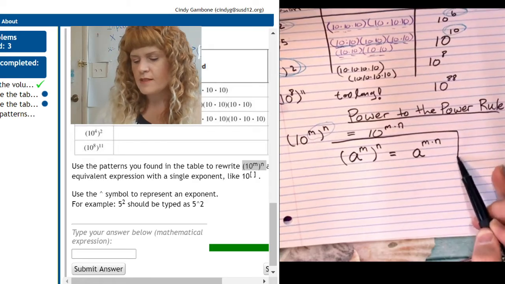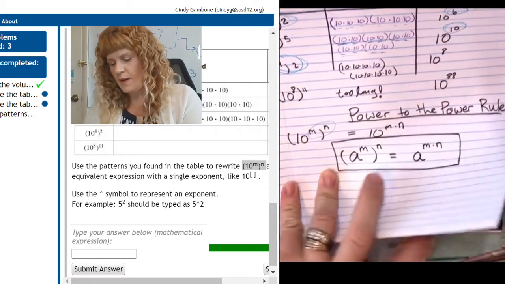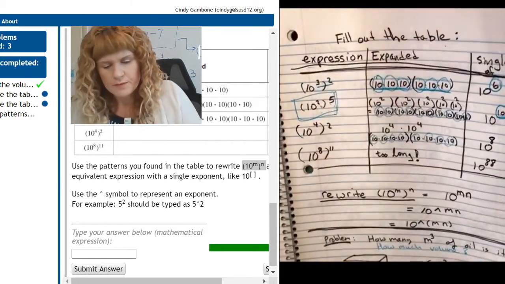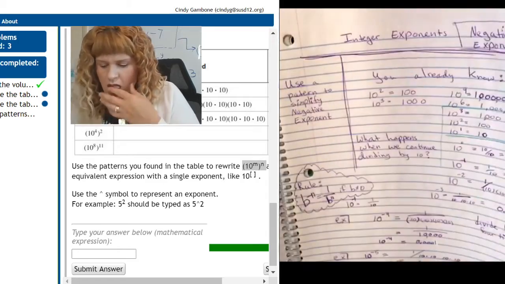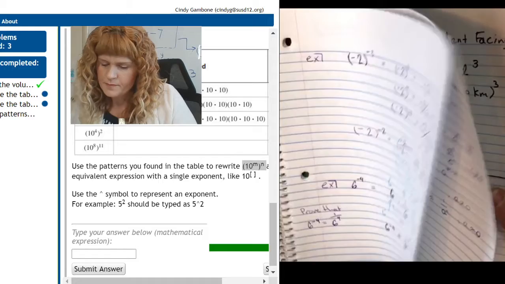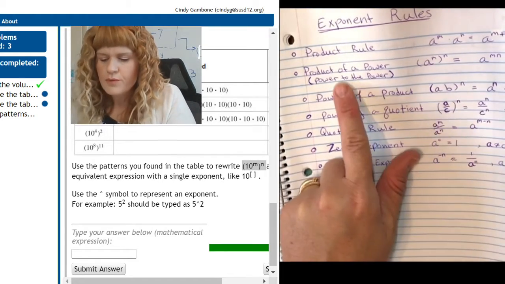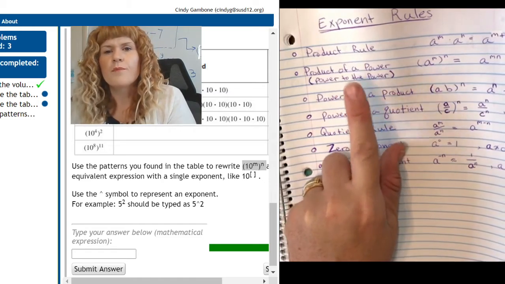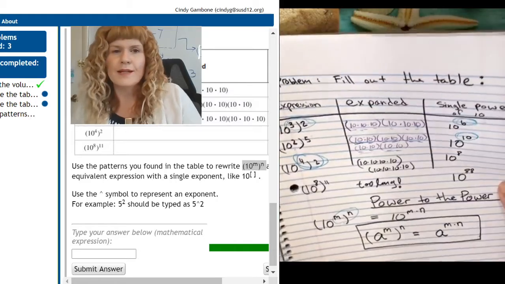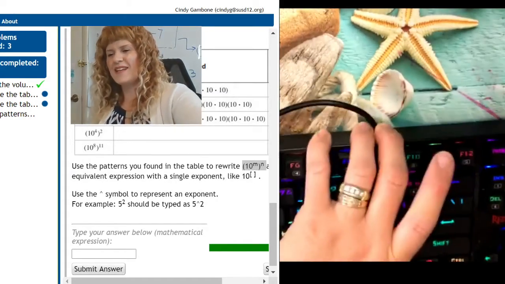Don't forget this very important exponent rule. I call it power to the power, but you know what? I was taking notes on exponents, and another math teacher or another source I saw called it the product of a power rule. But I like to call it power to the power, whatever. Okay, so let's type that in.